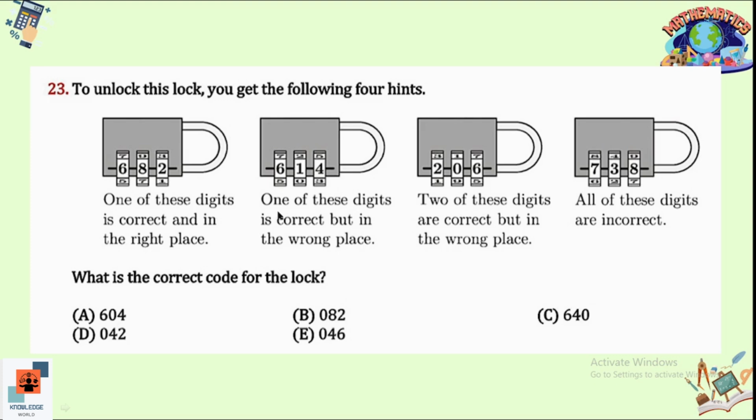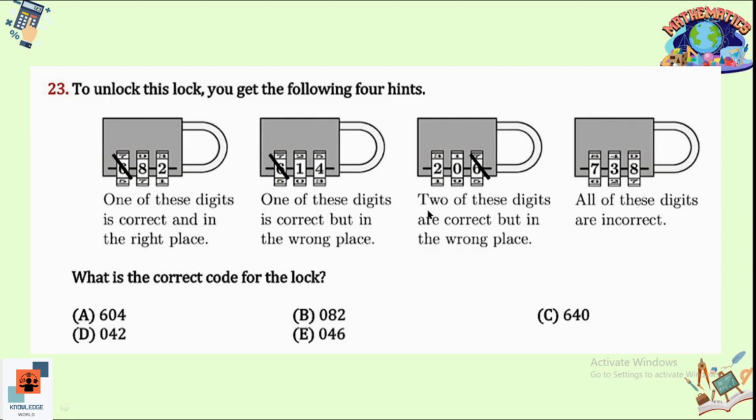The second hint is one of these digits is correct but in the wrong place. So we can see that 6 is at the same place. So if 6 is correct, then it cannot be at the same place. So it means the wrong information is given about 6. So we are going to skip 6 from the list of numbers.